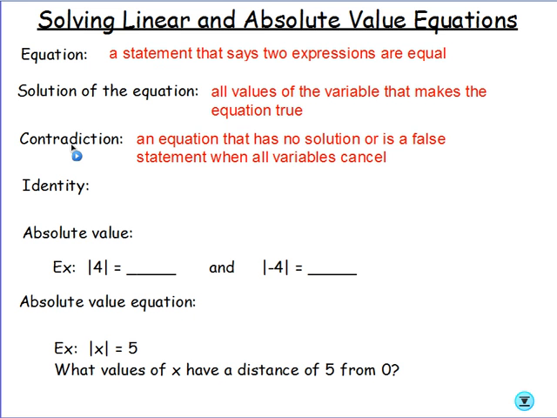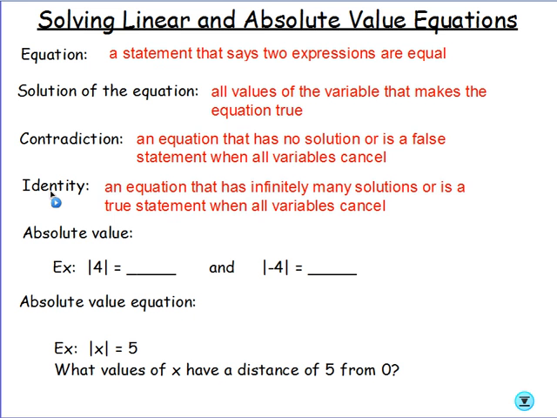Identity is your other special case, and it's just the opposite. It is an equation that has what we call infinitely many solutions. In other words, there's lots and lots of answers that work, or is a true statement when all of the variables cancel. So when your variables are gone, what you should be left with then is a true statement. So these first four definitions are for solving linear equations.